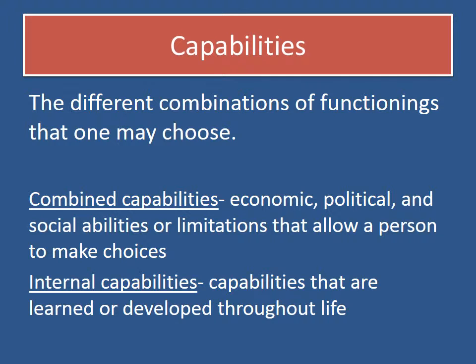Meanwhile, Sen defines the capability of a person as that which reflects the alternative combinations of functions a person can achieve, and from which he or she can choose one collection. There are different types of capabilities, however. There is the combined capabilities, which is the economic, political, and social abilities or limitations.